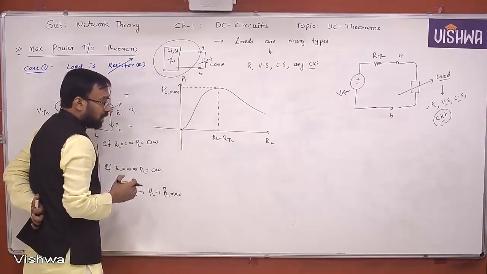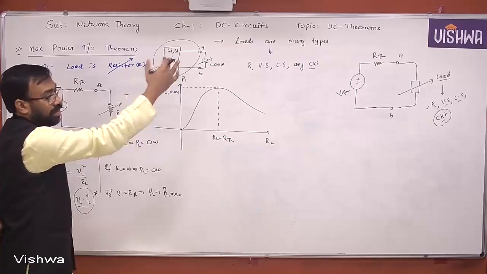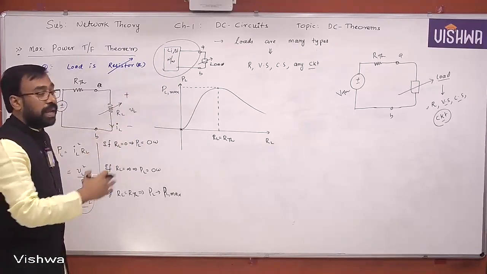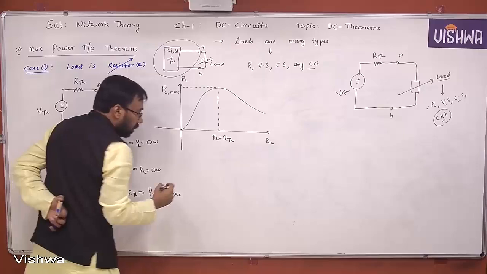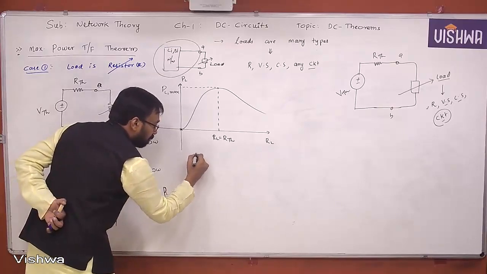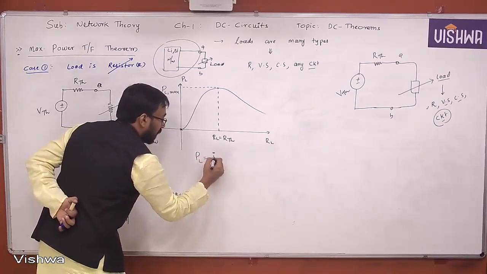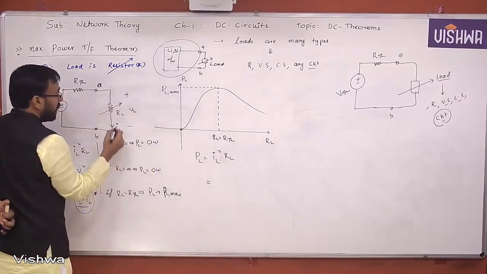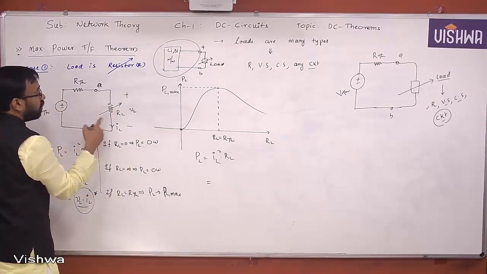First, you please check because I'm going to generalize the same thing for every case. This is a simple case, but we need to generalize or apply the same case with other cases also. Okay, look at this. When PL is calculated, what is the formula? IL square into RL. But what is IL here? IL is nothing but VTH by RTH plus RL.